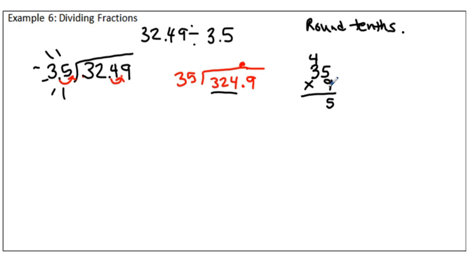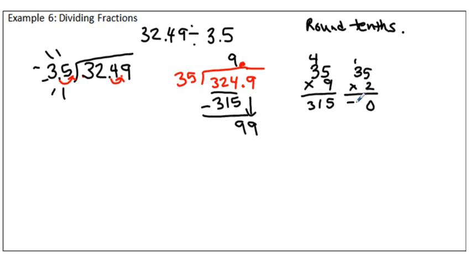45, 27, plus 4 is 31. So we're definitely not going to get closer to 324 than 315. So I'm going to put a 9 right on top of that 4, and write the 315 underneath, and I get 9. Bring down this 9. 35 goes into 99. So 35 times 2 is 70. And 35 times 3 would be 35 more than that. So I know 35 times 3 would be 105. So that would be over. So it's definitely going to be 2, 70. And when I subtract, I'm going to get 29.